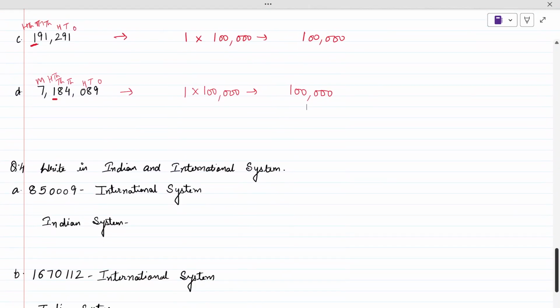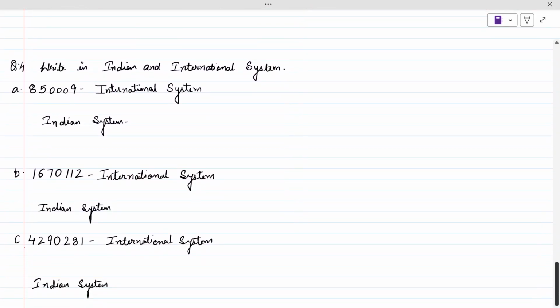Now we will move to the last question of the exercise, where we have to write these numbers in both the international system and the Indian system. So kids, I am going to tell you this in the international system because I believe that by now we know how to write it in the Indian system. We have practiced so many exercises over the Indian system. So let us begin with this number.